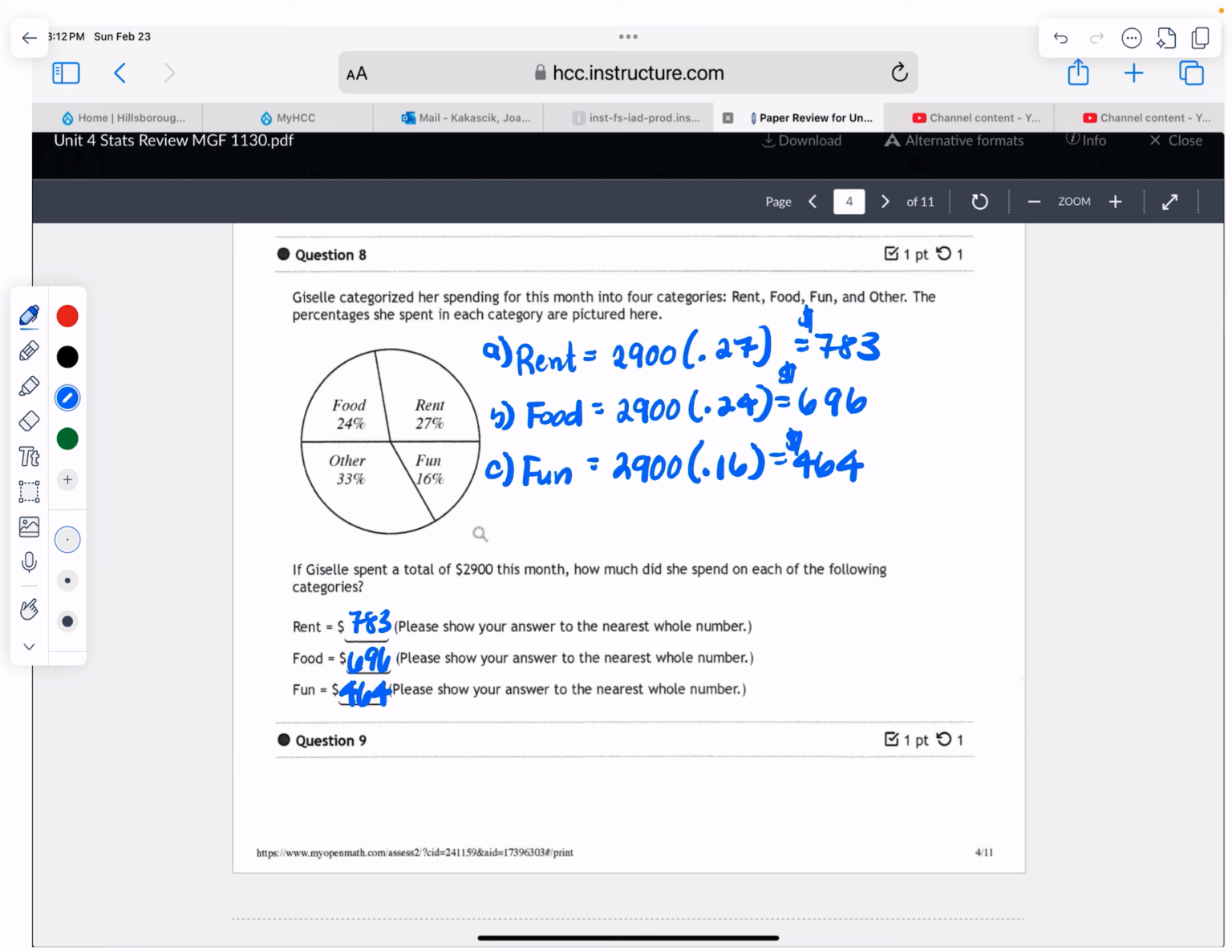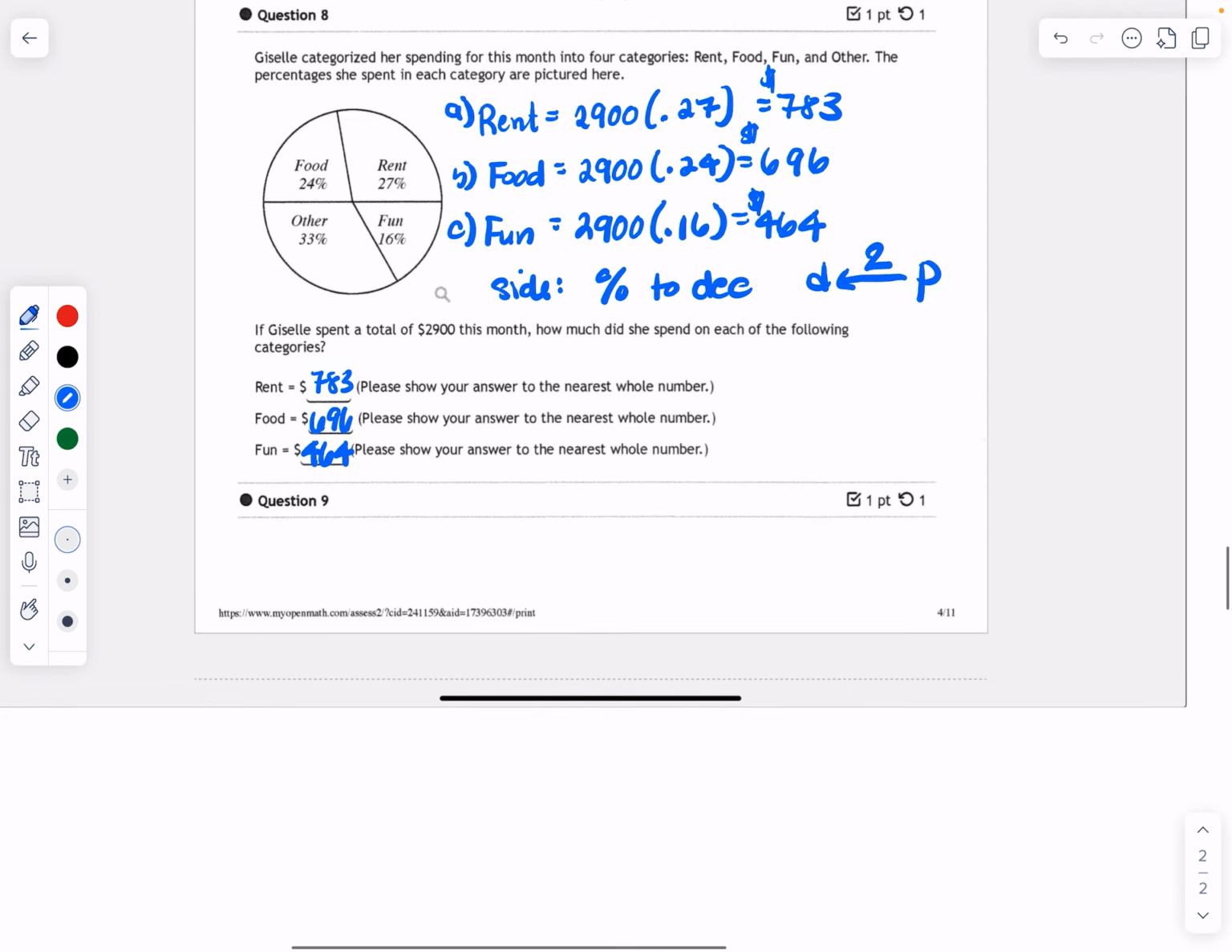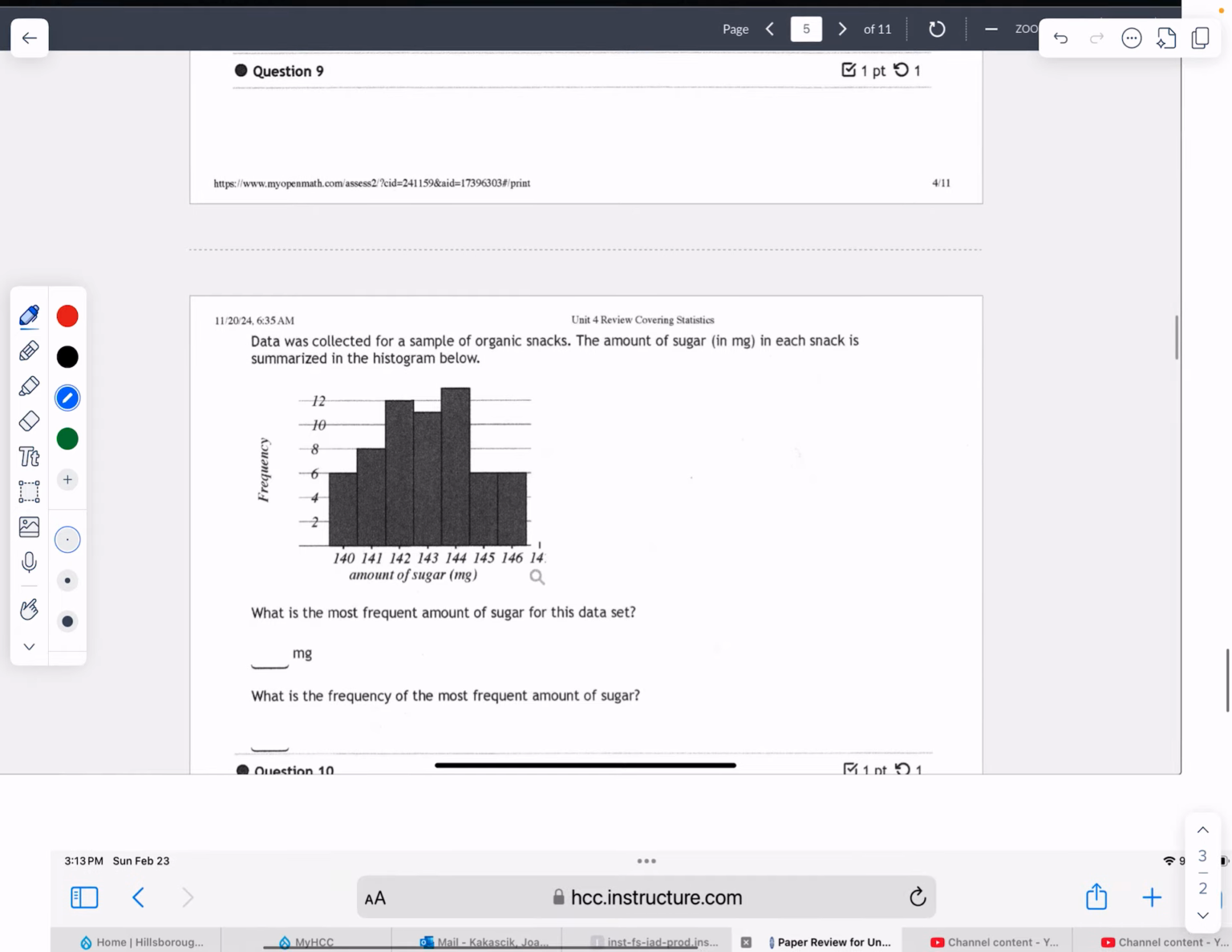So just as a side note, remember when you're changing from percent to decimal, I start with the letter P, I go towards D, I have to move my decimal 2 places to the left, and that's how I got those values. Okay, question number 9.